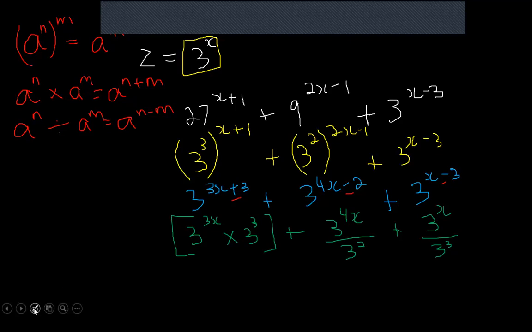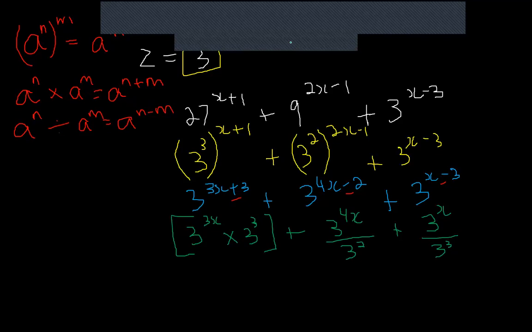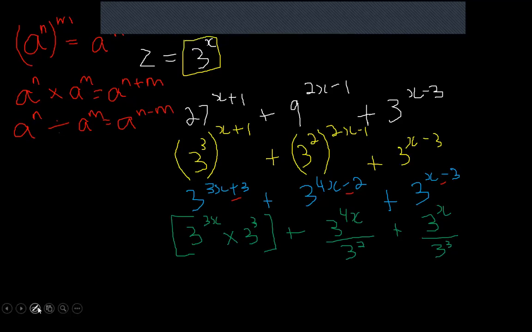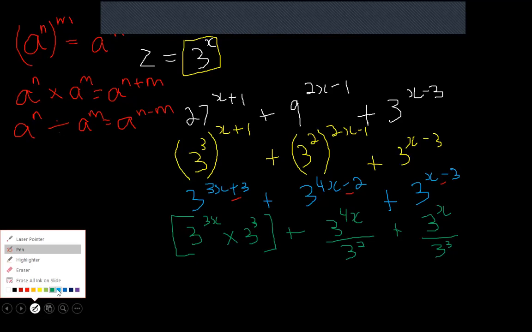But of course, I don't just leave it like this. Remember, the aim is to get 3 to the power of x. Why are we doing that? Because they told us they want the expression in terms of z. So continuing, we know we could simplify this even further.